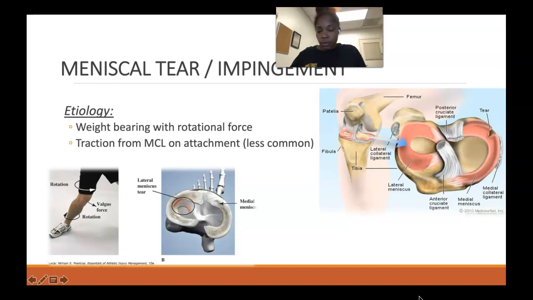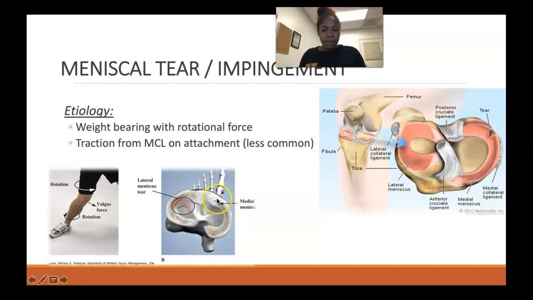Essentially what we also see with that, as I mentioned in the MCL slide, is that the MCL can also get injured secondarily to a meniscal tear, specifically if there's a valgus force involved in the mechanism of the injury. But here it is, guys. You've got rotation. See the rotation happening at the distal limb, and then you could have a valgus force, right? It isn't necessary, but certainly does happen often, right?